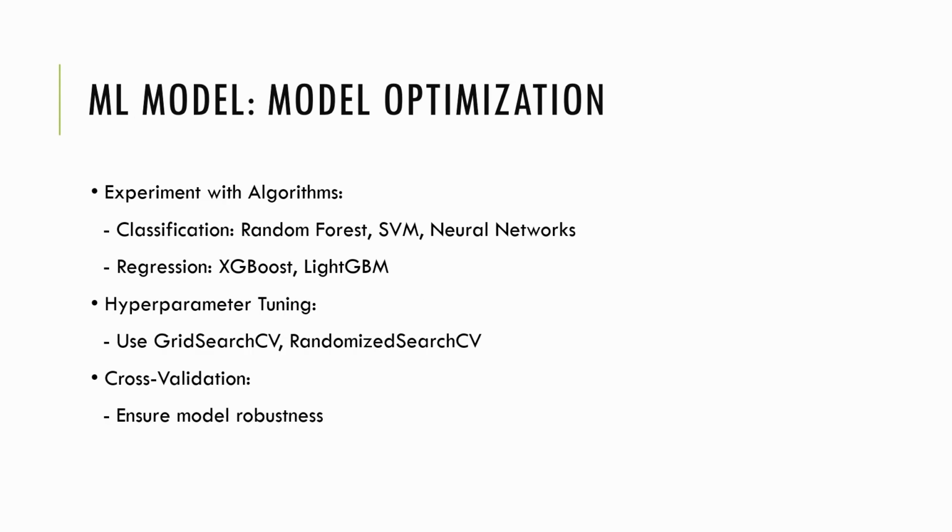Shifting focus to the machine learning model, optimizing your model is crucial. Experimenting with different algorithms can help you find the best fit for your problem. For classification tasks, you could try random forest, SVM, or neural networks, while regression tasks can benefit from algorithms like XGBoost or LightGBM. Hyperparameter tuning using tools like GridSearchCV and RandomizedSearchCV can further improve accuracy.